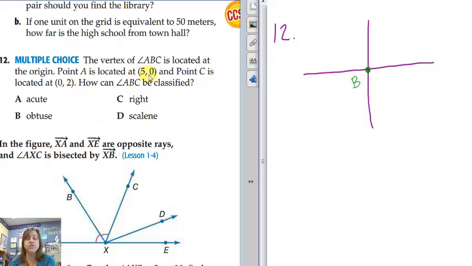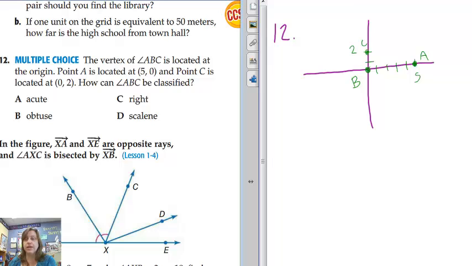Point A is located at 5, 0. That means 5 on the x-axis and 0 on the y-axis. So we're going to stay right here, and this is going to be point A. And then finally, point C is located at 0, 2. That means we don't go over on the x-axis, but rather we go on the y-axis up to the level of 2. And this is our point C.